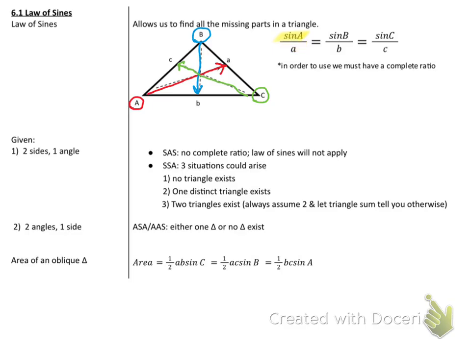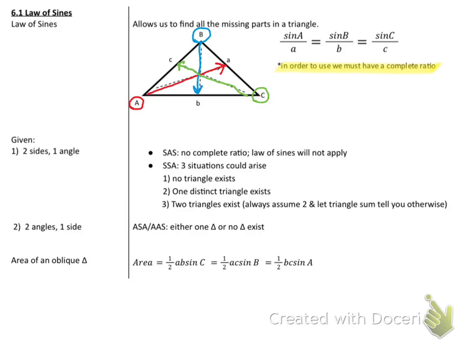So maybe you've got A's. Well, maybe you've got B's. So then we would do sine of B over b. Maybe you've got C, do sine of C over c. The key here is that you have a complete ratio.